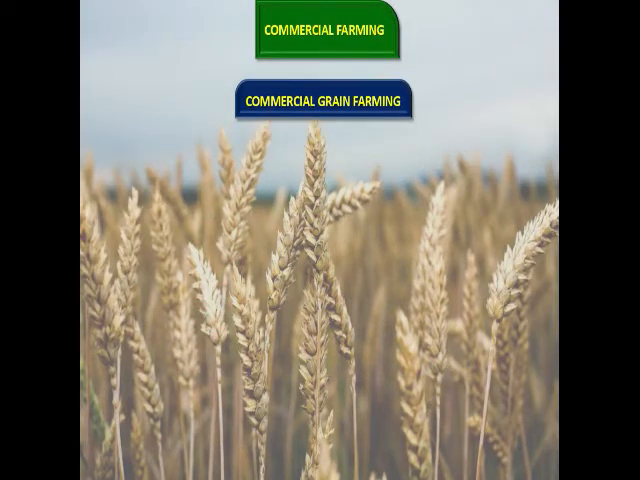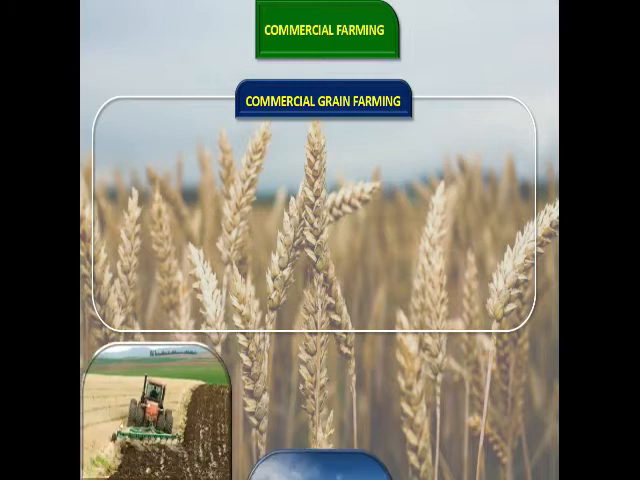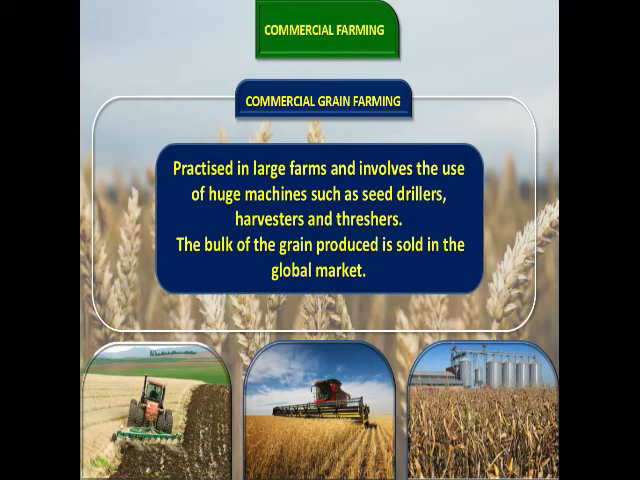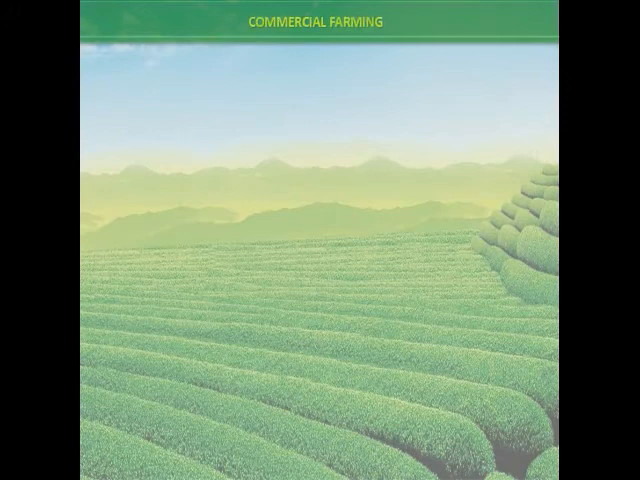And another one in commercial farming is commercial grain farming. What is commercial grain farming? It is practiced in large farms and involves the use of huge machines such as seed drills, harvesters, and threshers. The bulk of the grain produced is sold in the global market.